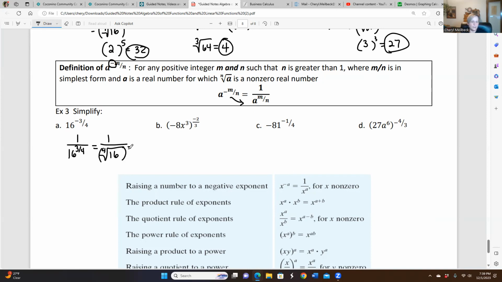The 4th root of 16 cubed will leave us with 1 over 2 cubed, because the 4th root of 16 is just a 2, and 2 cubed is 8. So that's 1/8. Here, this negative is the negative that belongs to the number, and this negative belongs solely to the exponent, so they're not related at all.